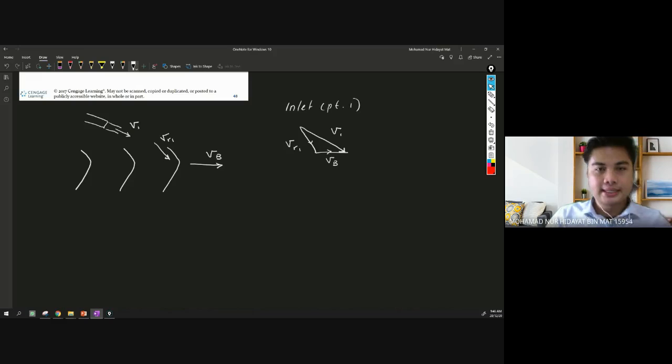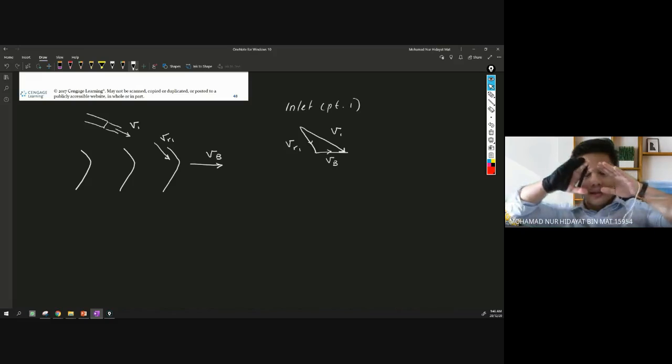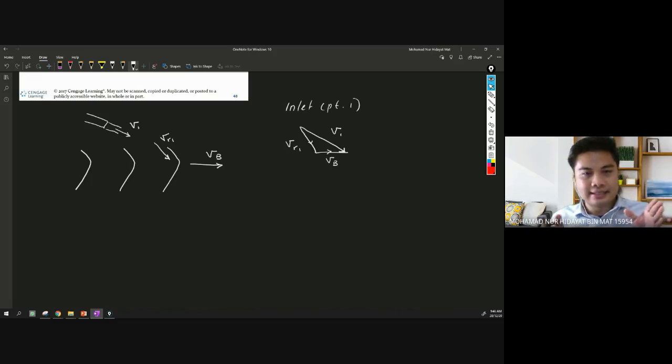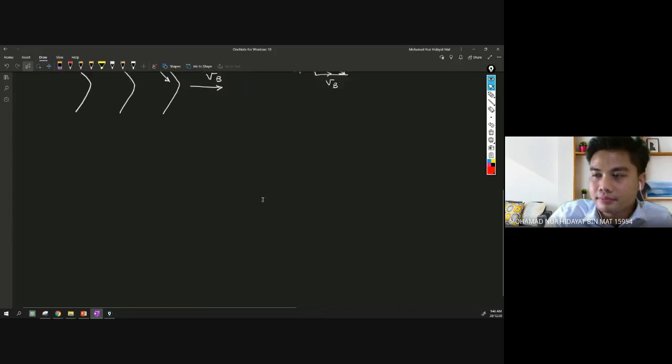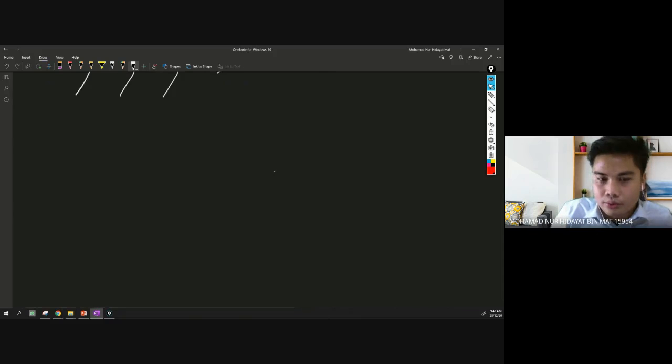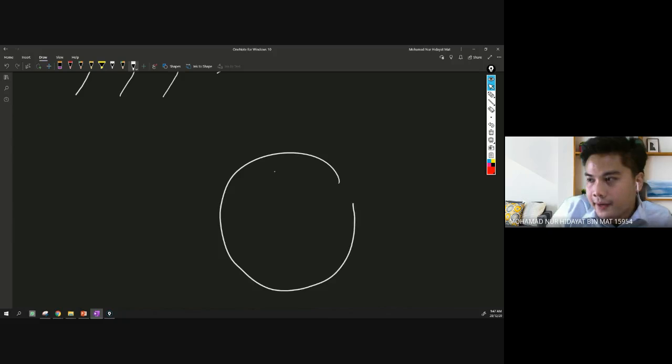Because we have a very big cylinder, it is difficult to measure it in terms of a circle. I understand what you mean, that is a good question: why is VB always horizontal? Okay, let me draw. This is a rotating shaft, and we have the vane here.